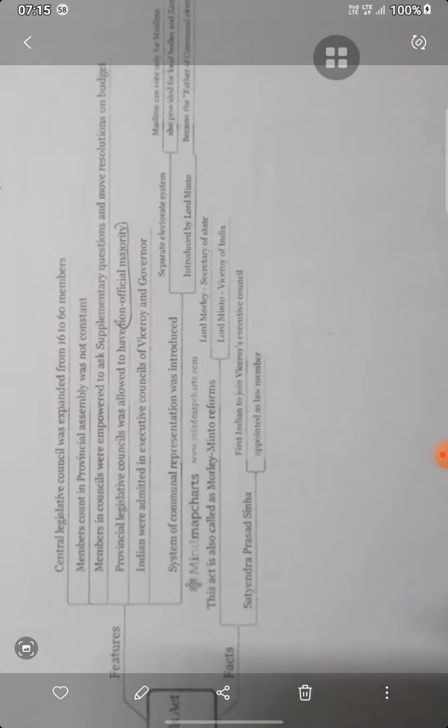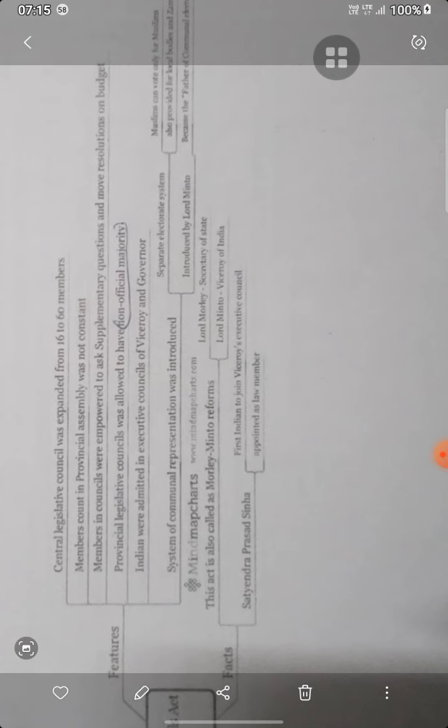The system of communal representation was introduced, and this act is also called the Morley-Minto Reforms, where Lord Morley was the Secretary of State and Minto was the Viceroy of India. Satyendranath Sinha was the first Indian to join the Viceroy's Executive Council, appointed as law member.